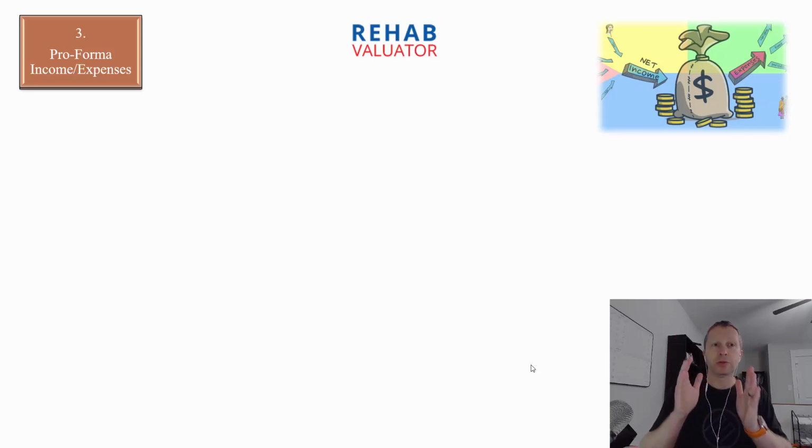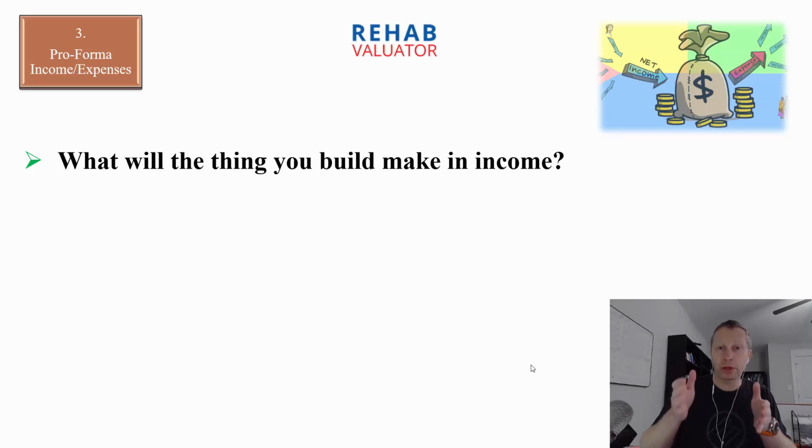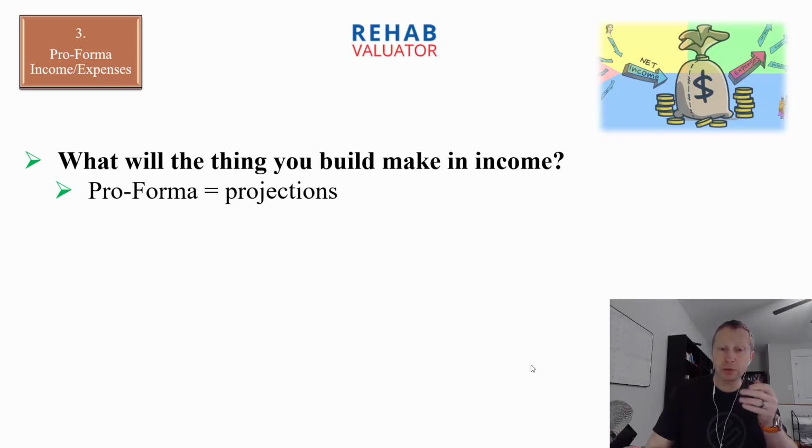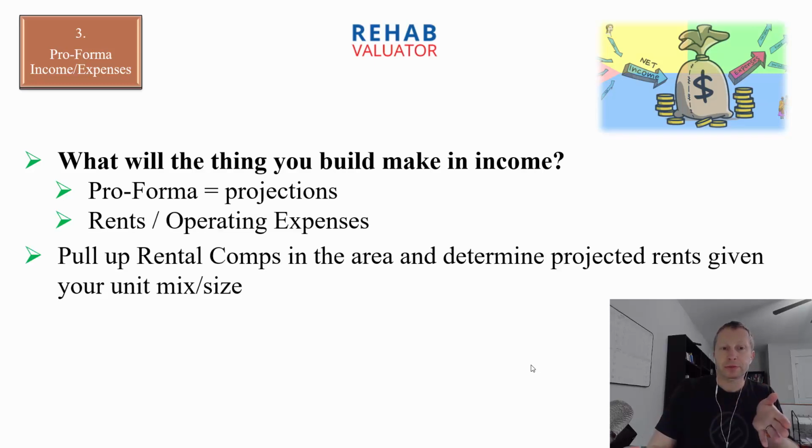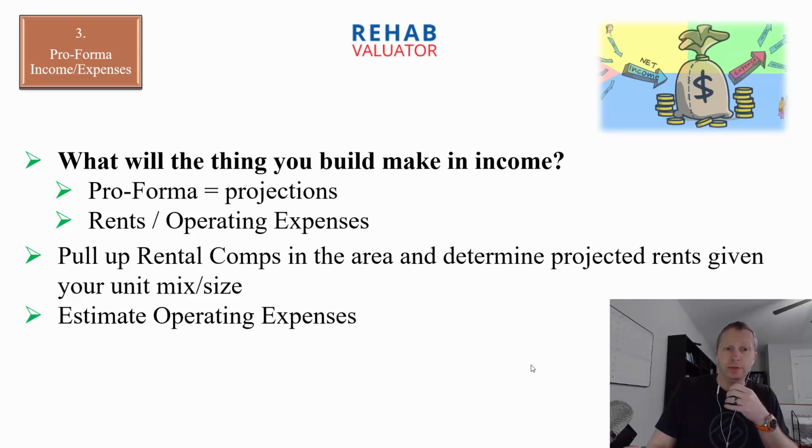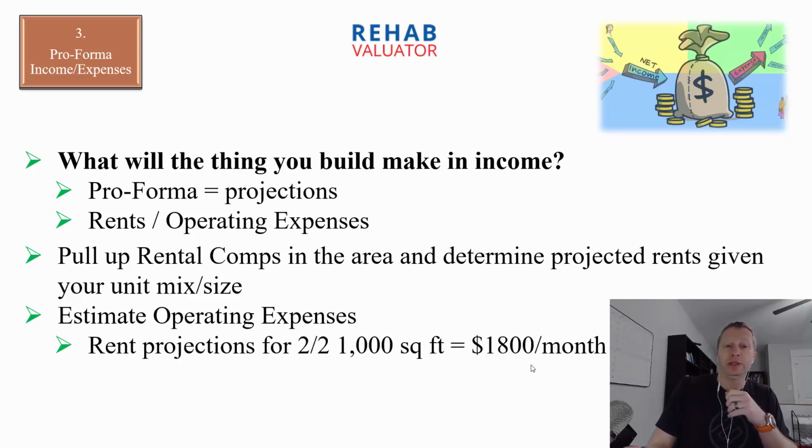Now you build what's called pro forma income and expenses to determine the projected income that this property will generate. What will the thing you build make? How much money is it going to make? Pro forma simply means projections. You're going to project, these are going to be the rents for my 2-bedroom apartments, and these are going to be the operating expenses. So you need to pull up rental comps in your market and make a projection for what these units will rent for when this duplex is built. And then you need to estimate operating expenses.